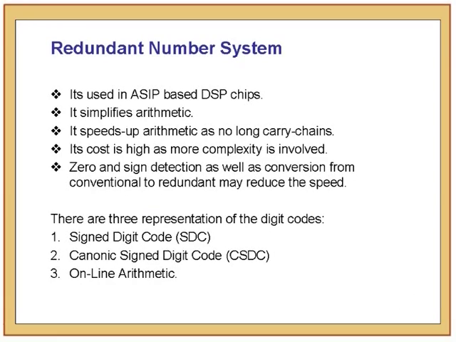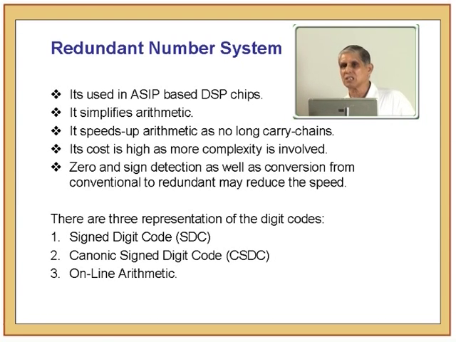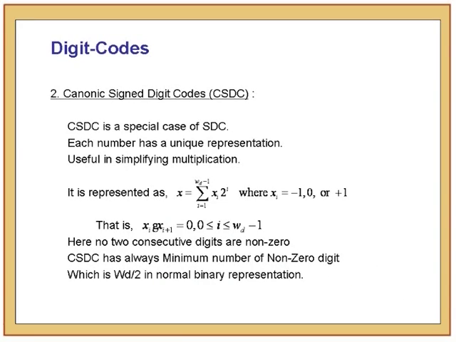There is another system which many of the chip designers use. Why I'm showing this, I'm repeatedly telling you that options need not be only from the circuit side. Options should also be from the algorithm side and from the number side, which will decide what kind of adders or multipliers you should use. There are of course three kinds of representation; digit codes are known, which are called redundant number systems: signed digit code SDC, canonic signed digit code, and online arithmetic. Just to show you, these are the options available to you.